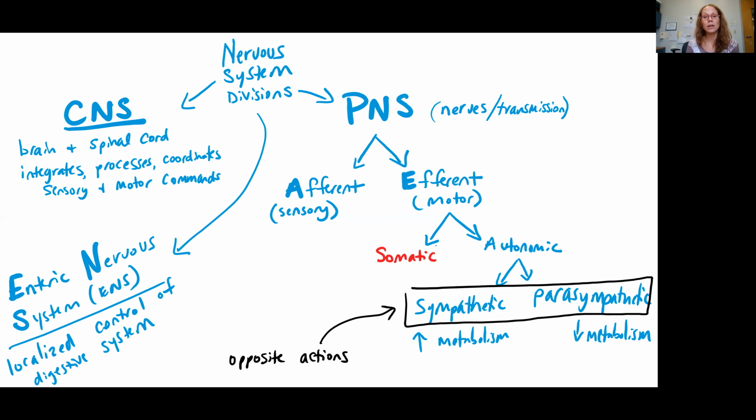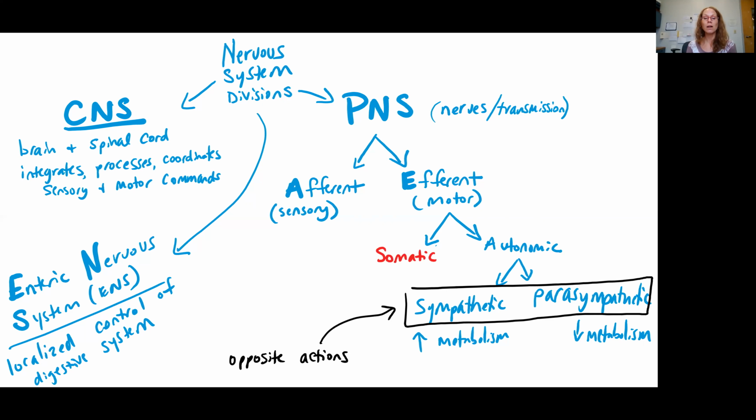You have actually another division of the nervous system called the enteric nervous system. Enteric there means your guts. This is the ENS. It's kind of like the brain of your stomach. And so it's really just controlling the digestive system. We'll talk a little bit more about this when we get to the digestive system in AMP2.